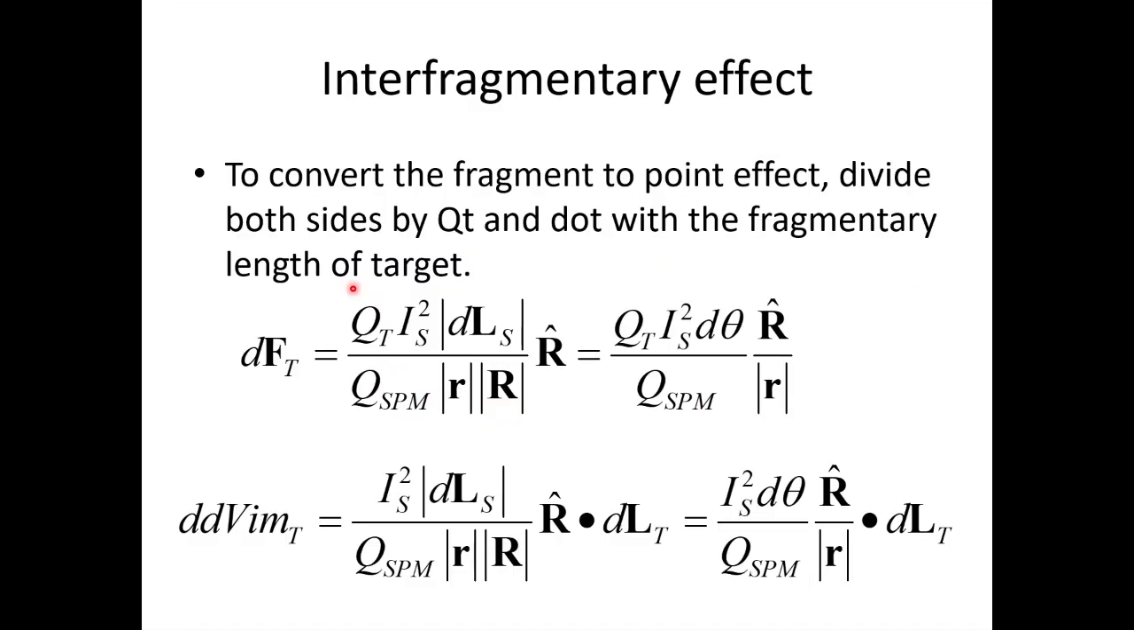For electrical engineering, we want to look at the effects between wire loops, which would be the fragment-to-fragment effects, also known as the interfragmentary effects. So to convert the fragment-to-point model into a fragment-to-fragment model or an interfragmentary model is very easy. All you have to do is divide both sides by QT and then take the dot product with the direction of the target loop. And that's what we end up with right here.